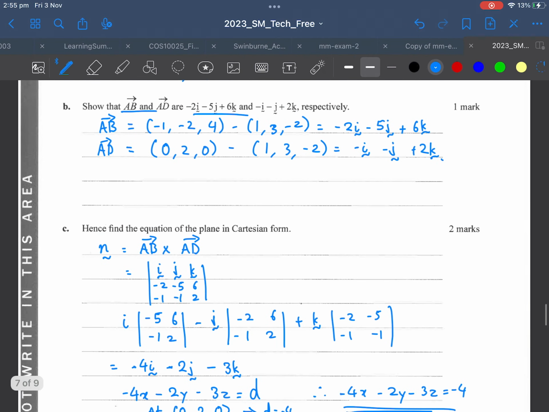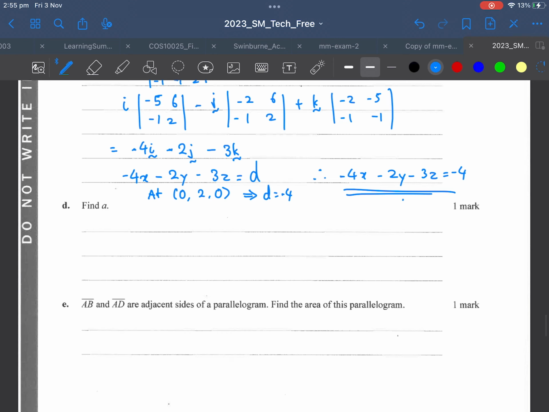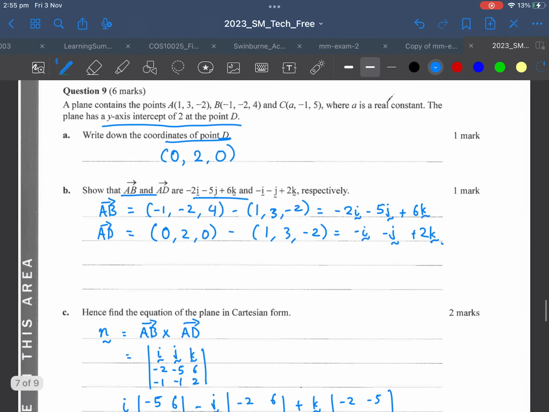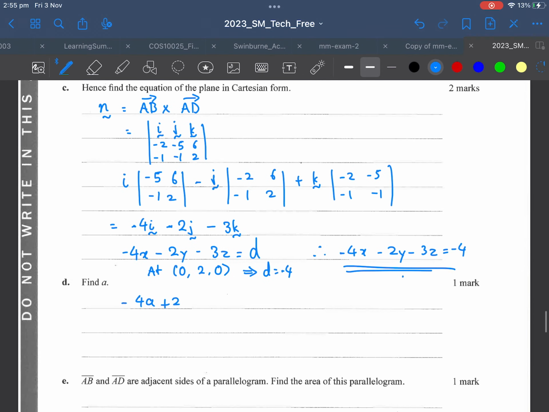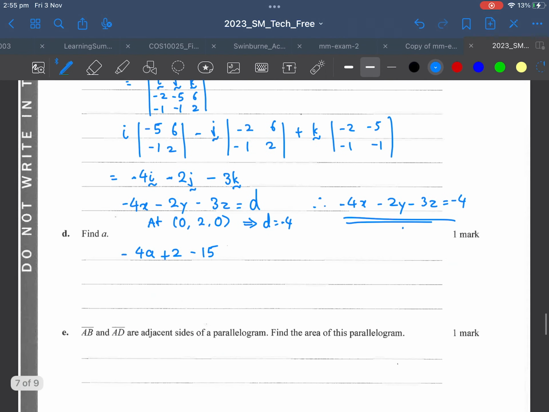Okay, so hence find the value of a. So now it's just a matter of substituting in the coordinates. So minus 4a, and then was it minus 1, I think? Yeah, minus 1, so plus 2, and then minus 15. Just making sure, yep, equals to minus 4, so minus 4a minus 13 equals to minus 4. So minus 4a equals to 9. So therefore, a is going to be minus 9 on 4.